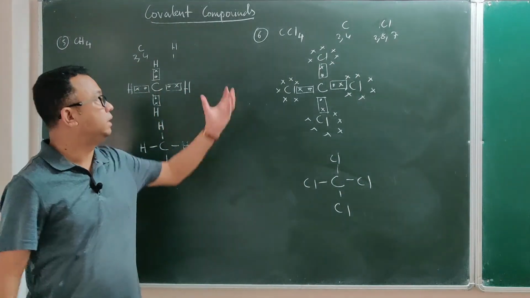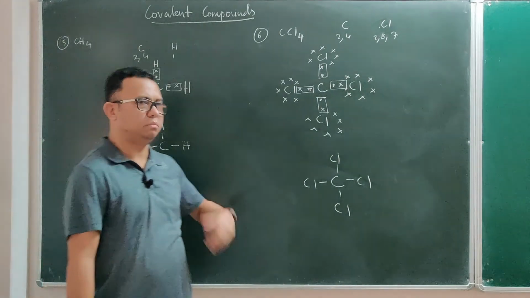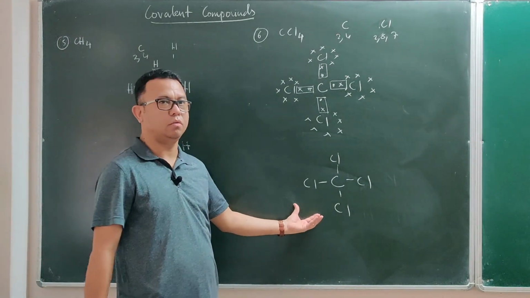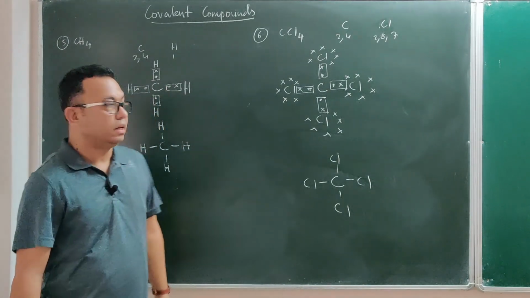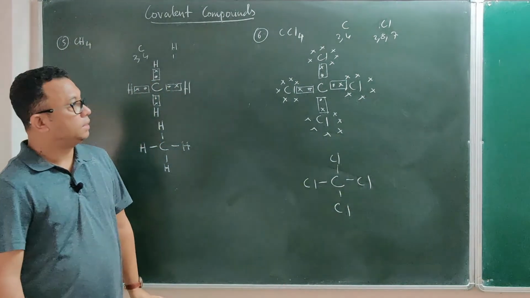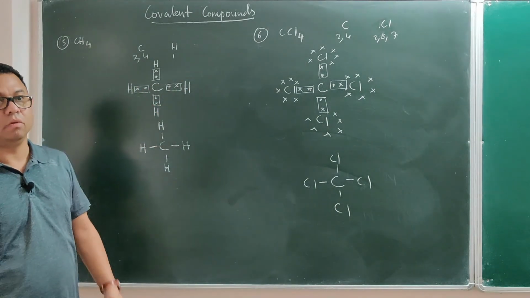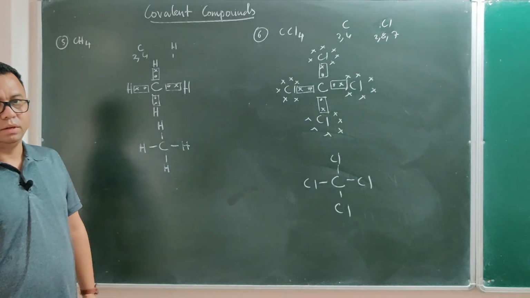In organic chemistry, carbon tetrachloride is called tetrachloromethane, but we'll learn that in organic, you don't need to worry. Now simply learn it as carbon tetrachloride. See, four single covalent bonds. This completes the six covalent molecules which are mentioned in your syllabus.